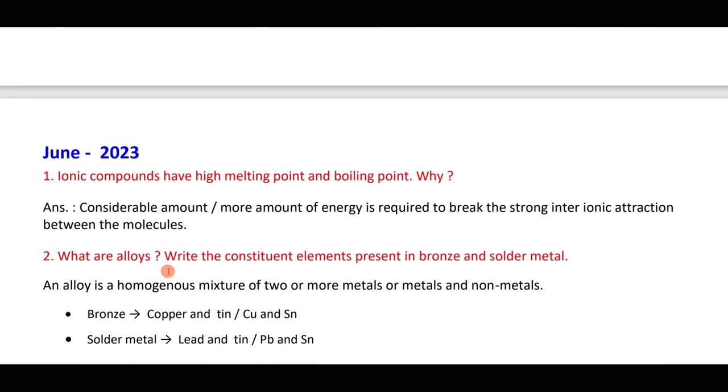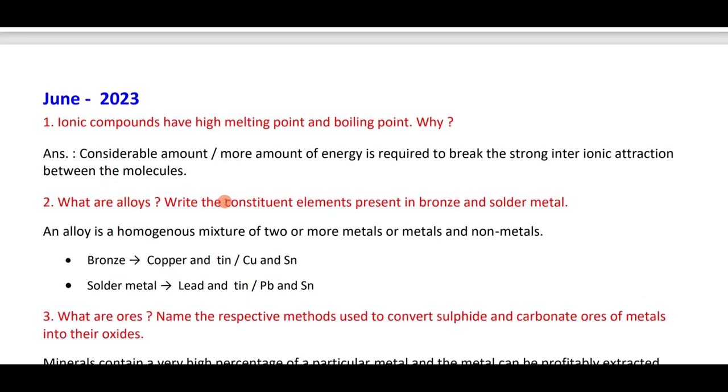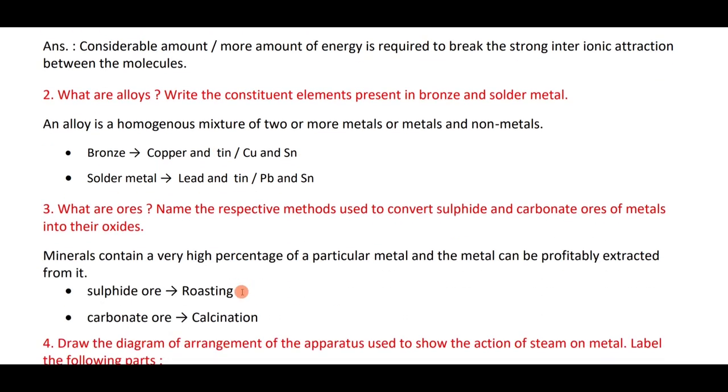Ionic compounds have high melting and boiling points because a larger amount of energy is required to break the strong force between the molecules. Write what alloys are and the constituent elements present in bronze and solder metal. An alloy is a homogeneous mixture of two or more metals, or metals and non-metals. Bronze is made up of copper and tin. Solder metal is made up of lead and tin.